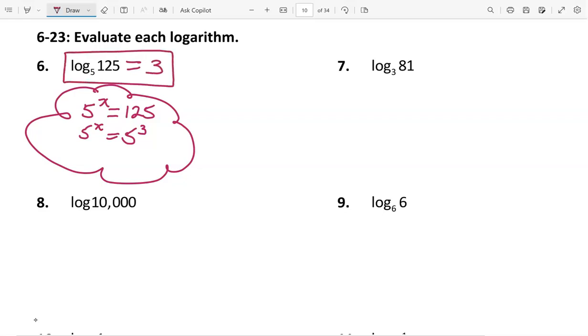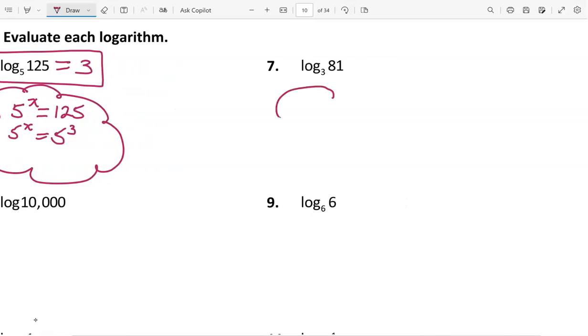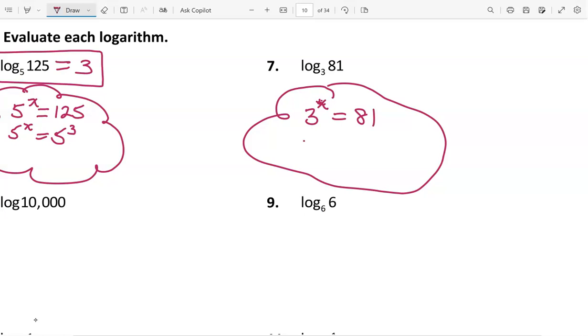All right, for 7, log base 3 of 81. So my thought process has to be base 3 raised to what exponent, the exponent that I don't know, equals 81. And of course, 81 can be re-expressed as 3 to the 4th power, so this logarithm is equal to the exponent 4.